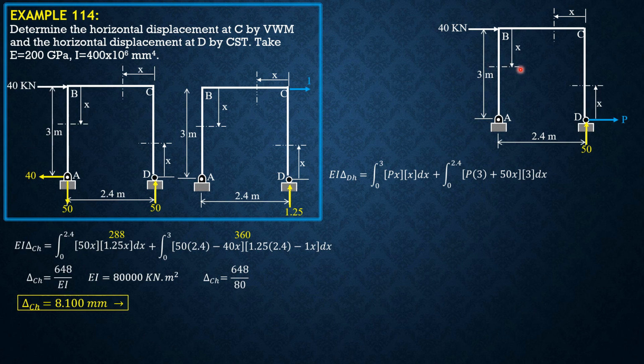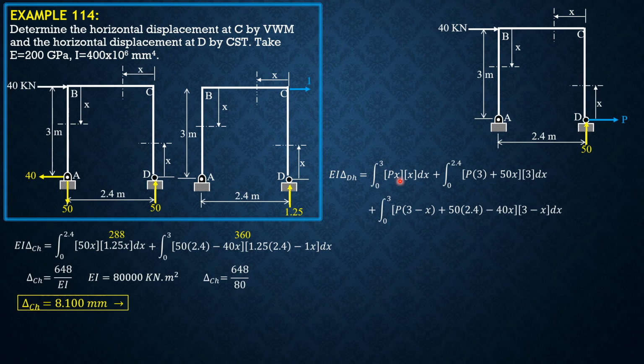And lastly, in this section, the moment is integral of P times, this is 3 minus x. So P times 3 minus x plus 50 times 2.4 minus 40x, 0 to 3. So P times 3 minus x plus 50 times 2.4 minus 40 times x. Derivative 3 minus x. Partial derivative is 3 minus x.